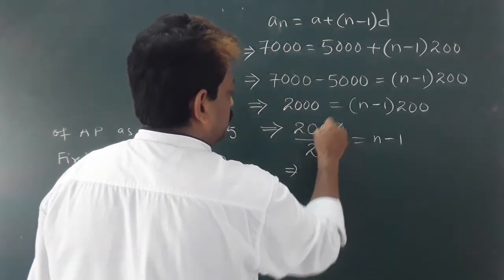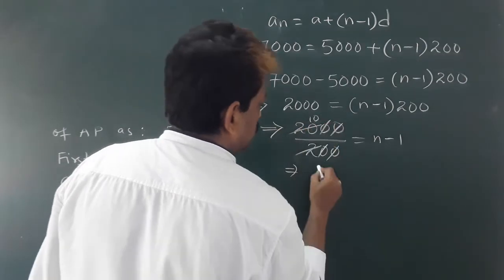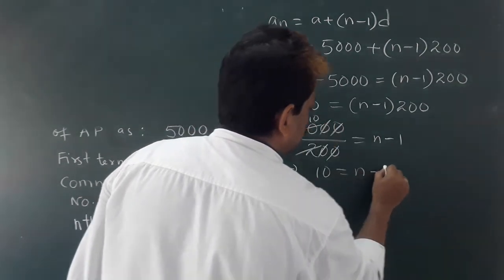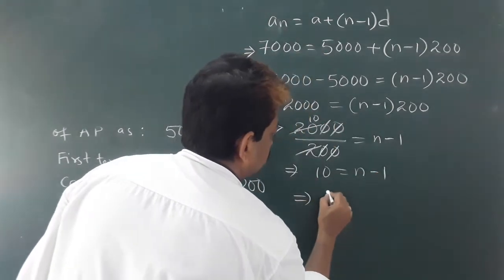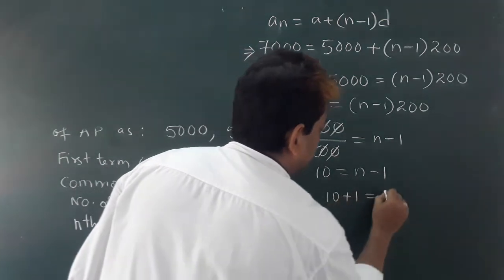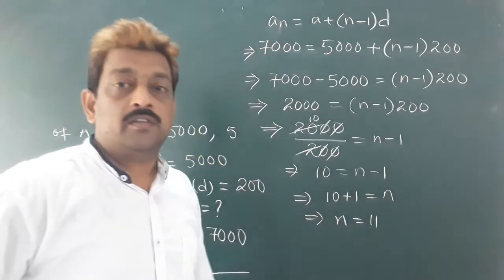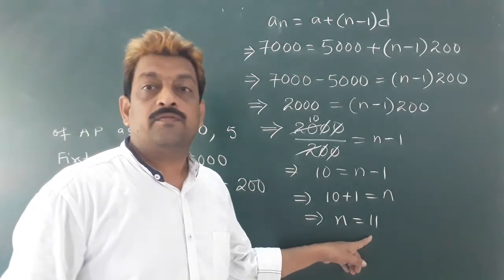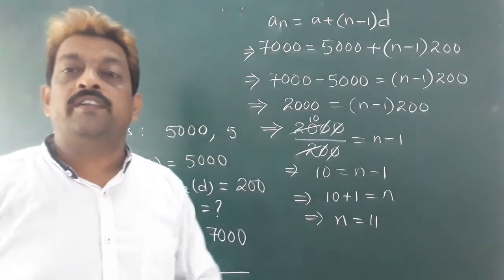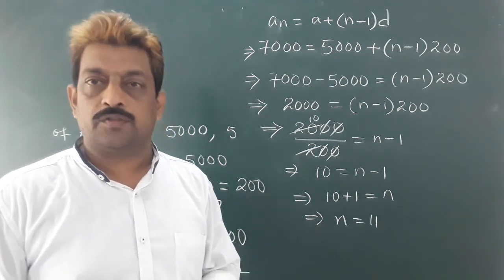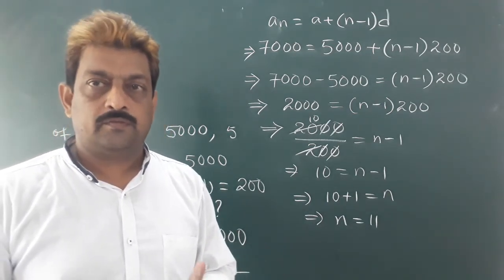So this will be 10. 10 equals to n minus 1, which implies 10 plus 1 equals to n, or we can say that n is equal to 11. That is, in the 11th year, his income will reach rupees 7000. Hope you have understood. The sum is very easy.